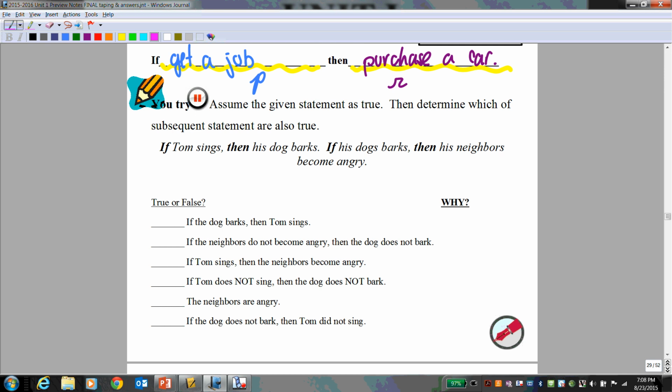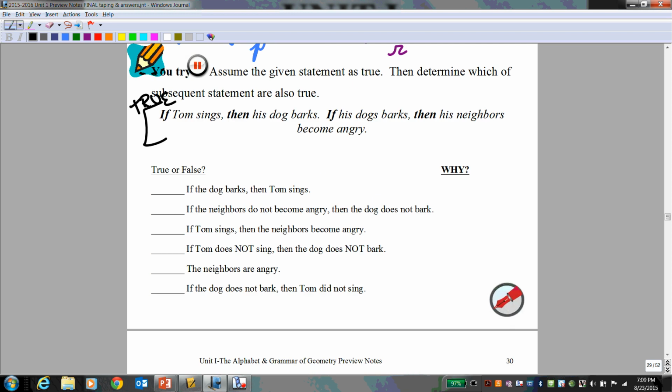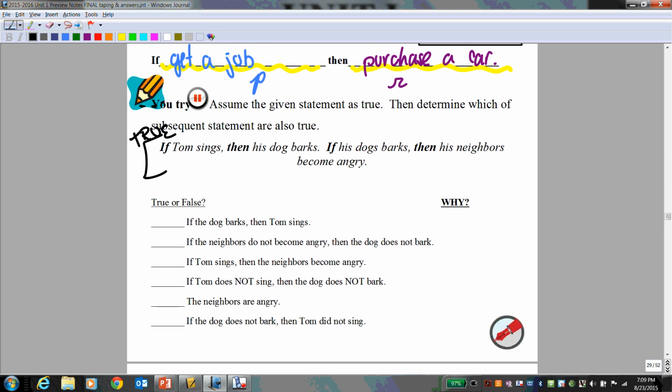Okay, you're going to look at these statements and assume that the given italic statements are true. Then determine which of the subsequent statements are also true according to the three logic laws that we just did. Pause, try it, come back.